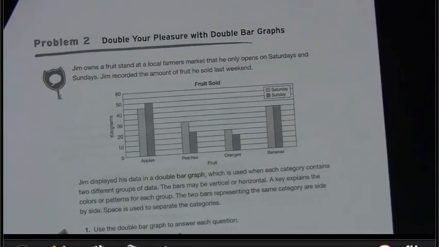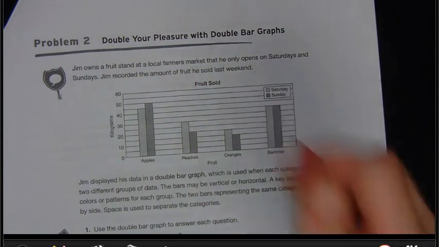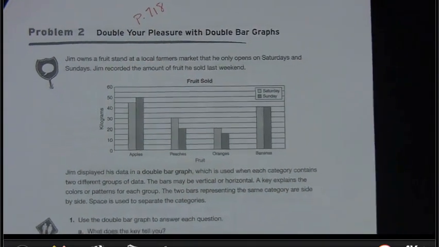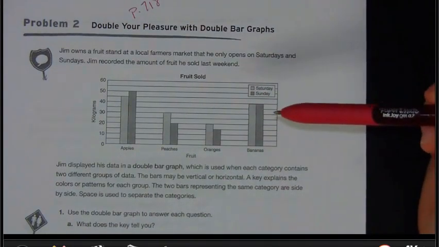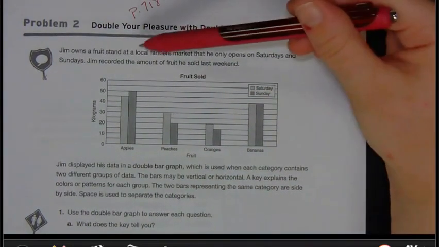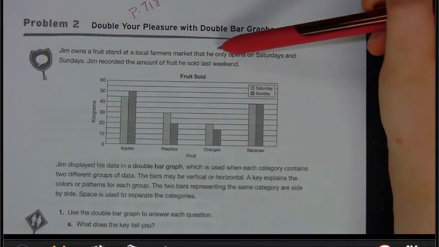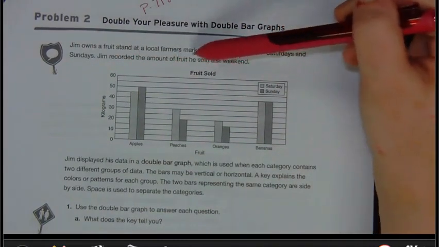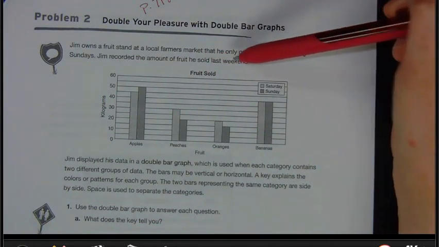All right. If you would, we are now skipping the rest of problem 1, and we're going to flip our page over to 718. And we're going to look at another bar graph. Now, this one's a little different, so let's look at this one. So Jim owns a fruit stand at a local farmer's market that he only opens on Saturdays and Sundays. Jim recorded the amount of fruit he sold last weekend.